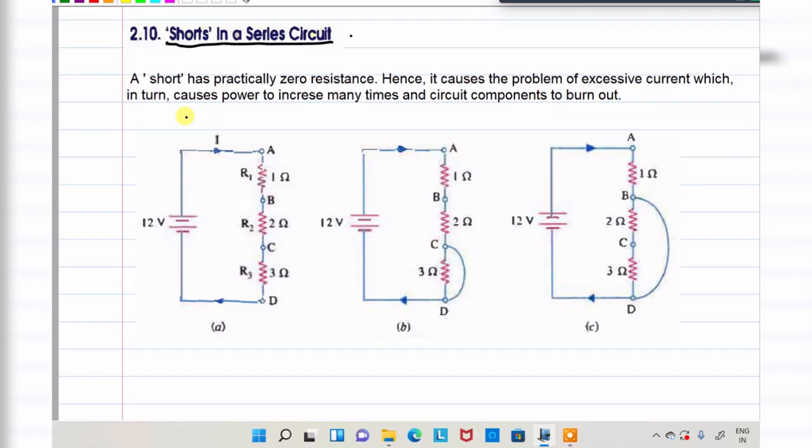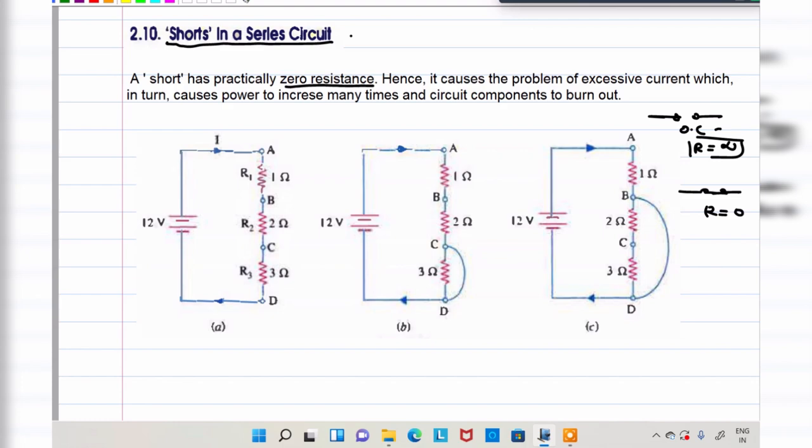See here. A short circuit has practically 0 resistance. Very important. Open circuit, infinity resistance, just now we discussed. In case of a short circuit, resistance is equal to 0. Every student has to remember this point clearly in mind. Open circuited, resistance is equal to infinity. Short circuited, resistance is equal to 0, in the ideal case I am explaining. Hence it causes the problem of excessive current, which in turn causes the power to increase many times, and the circuit components may burn out. I will prove that with the help of these numericals.